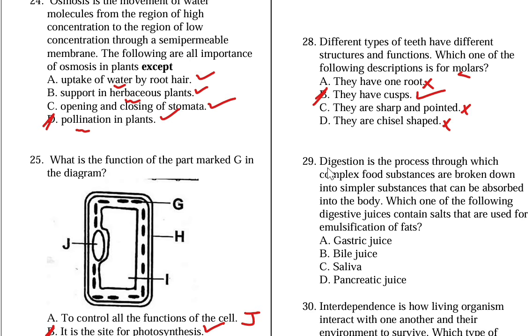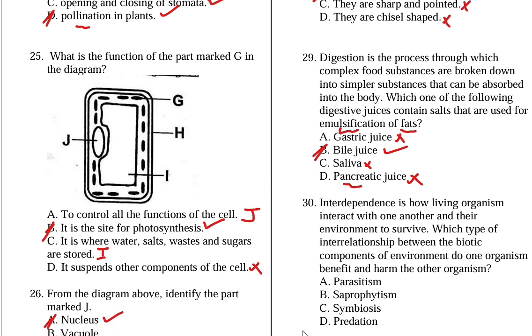29. Digestion is the process through which complex food substances are broken down into simpler substances that can be absorbed in the body. Which one of the following digestive juices contains salts that are used for emulsification of fats? So when you hear emulsification of fats, you know that it is not gastric juice, it is not saliva. Saliva contains that enzyme called salivary amylase that digests starch, not pancreatic juice, and therefore the answer is B. So bile juice is responsible for emulsification of fats.